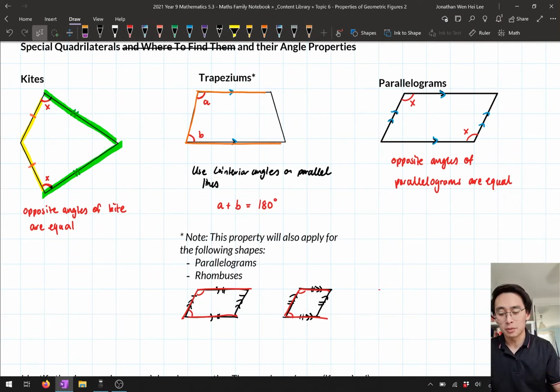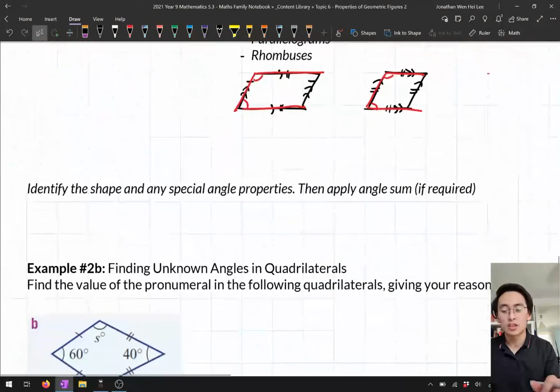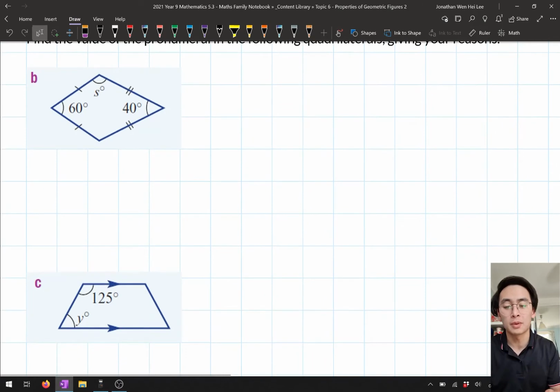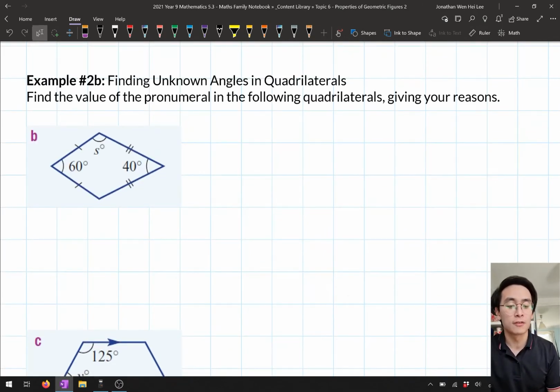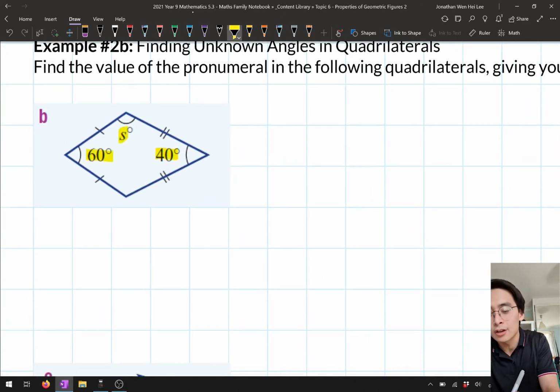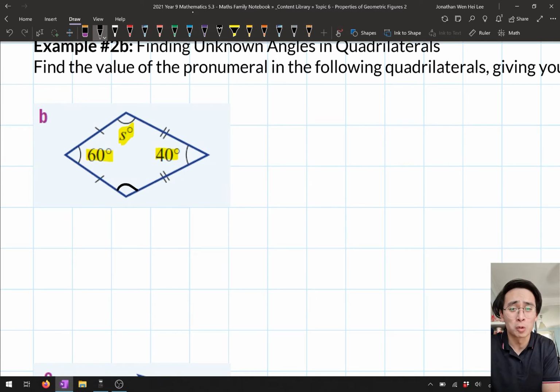So let's go through an example of this. What we want to do with these is just identify the shape and any special angle properties, and then apply the angle sum if required. So let's have a look. This is example 2b. Find the value of the pronumerals in the following quadrilaterals, giving a reason. So let's have a look at the first one. Now, if you have a look at this shape, we've got 60 degrees. I've got 40 degrees. I have this unknown angle here of S, but if you have a look down at the bottom here, I've got this unlabeled angle. I don't have an angle, and so I can't just use the angle sum immediately.